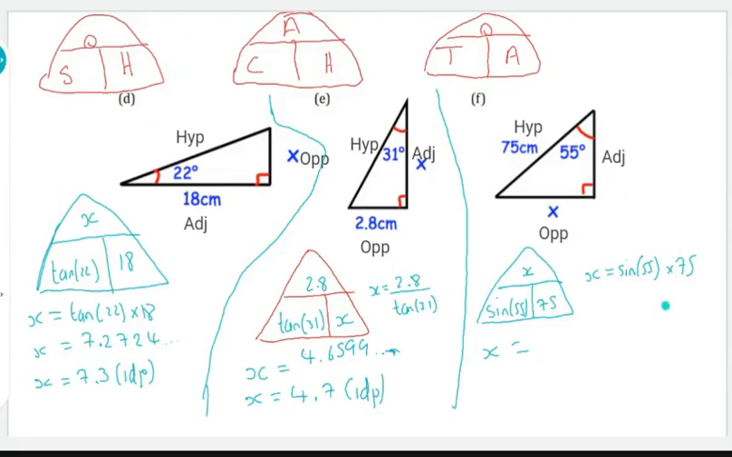Because the two things are next to each other, it's not a division. And then we've got 61.4 to 1 decimal place. Is that okay? Yeah. Nice.